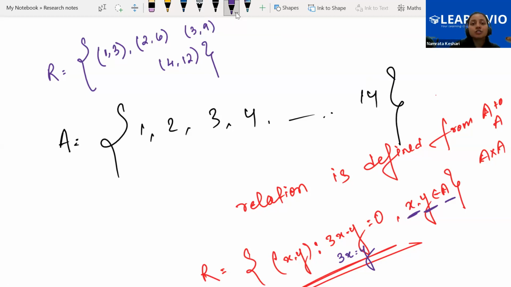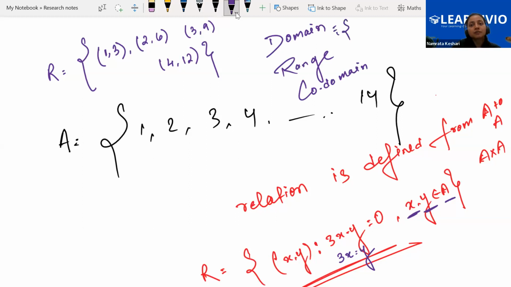Now, if the question is what is the domain, what is the codomain, and what is the range? Tell me. What is the domain? 1, 2, 3, 4. Perfect. What is the range? 3, 6, 9, 12. Perfect. What is the codomain? 1 to 14. Any confusion?